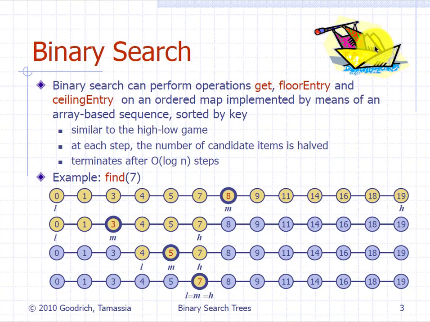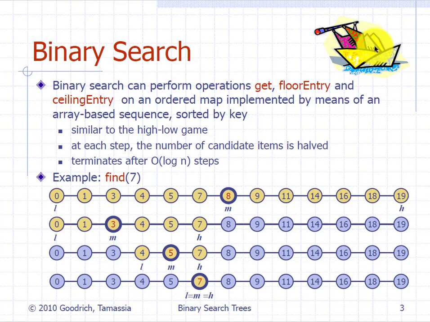So continuing with this notion of an ordered map, we find that we can implement several searching procedures in an ordered map. One of the most famous of these search procedures is to find a particular key, suppose a key like 3. We need a particular way to do it. A way of doing this in an ordered map is by using a binary search. Binary search can perform operations get, and it can also perform a floor entry with respect to some k and ceiling entry with respect to some k on an ordered map implemented by means of an array-based sequence.